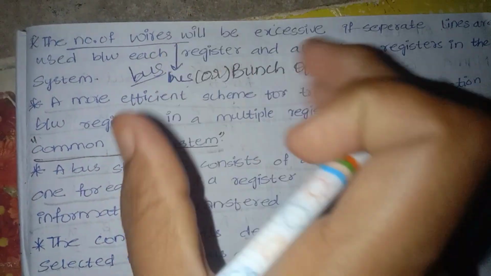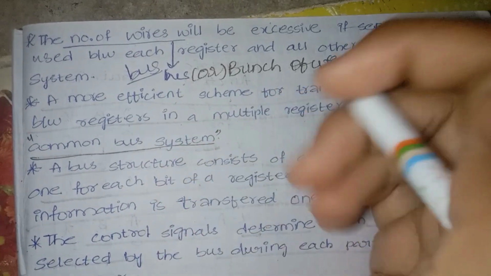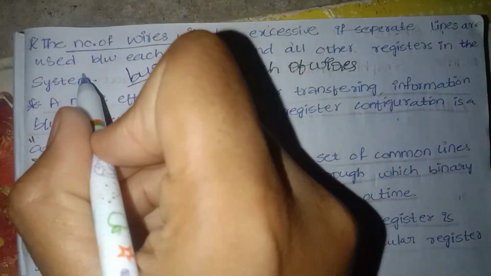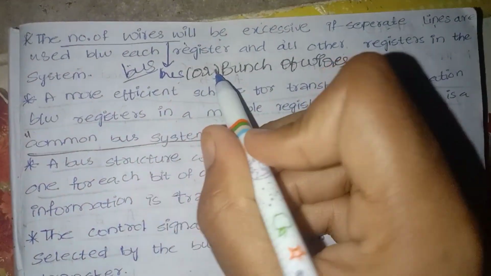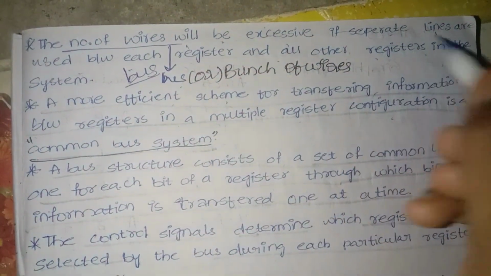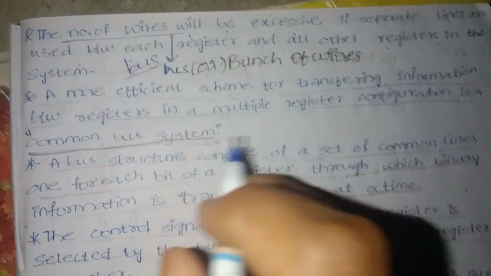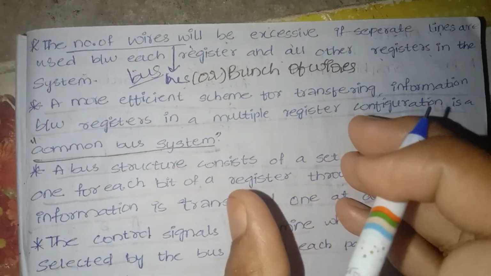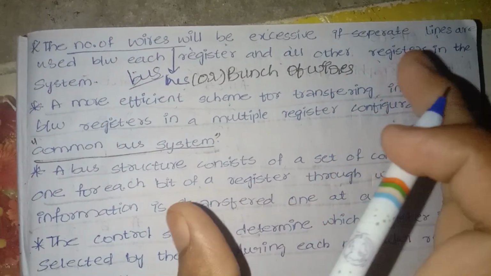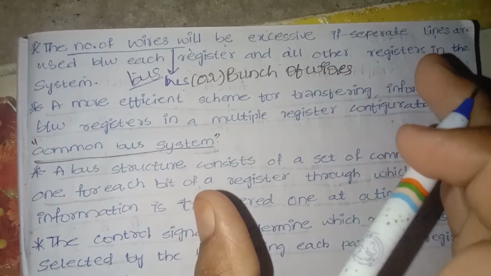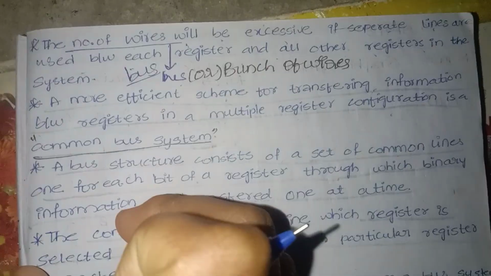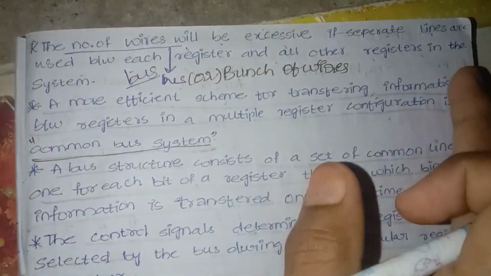A bus is the representation of a number of bytes together, since it would be excessive if separate lines were used between each register and all other registers in the system. This is a process of connecting all the wires, or a bus, for separating the lines used between registers R1 register, R2 register, R3 register, R4 register. It is used in multiplexers.